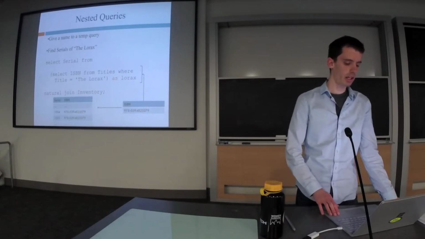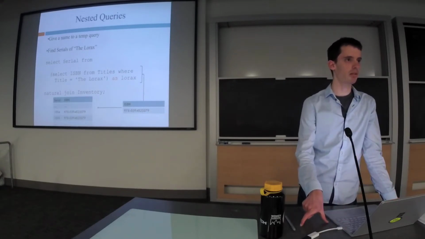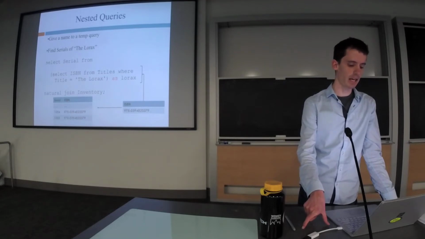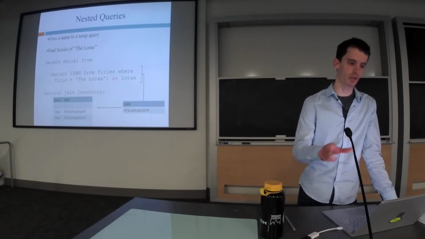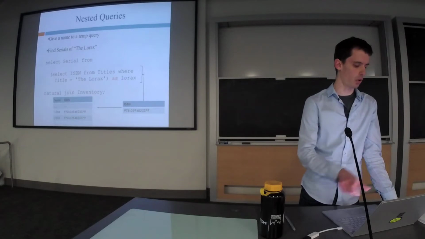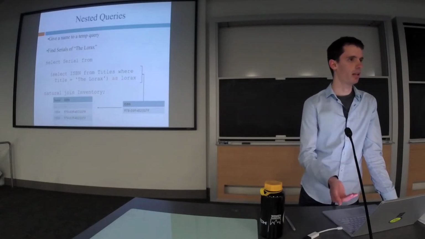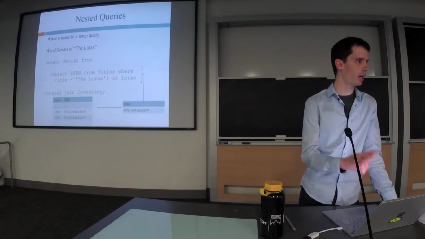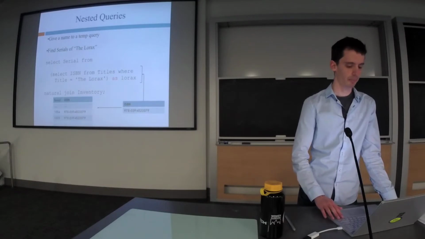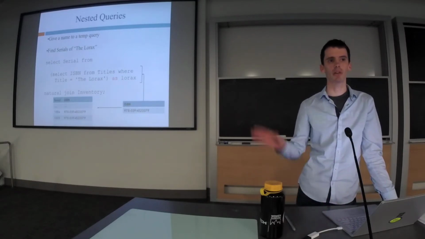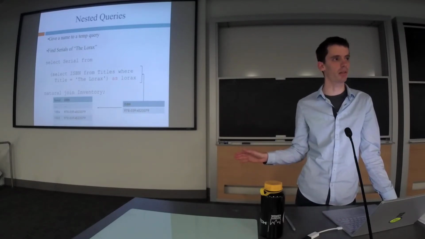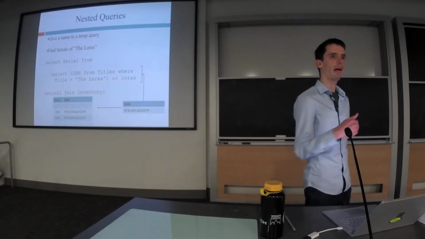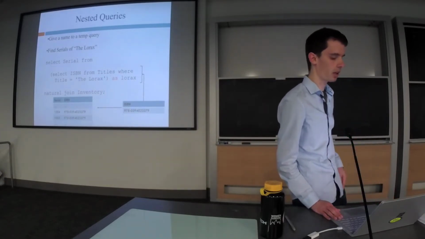Okay, so this inner thing is selecting the ISBN for Lorax, and then it's joining that, natural join, with the inventory in order to get the serial numbers of the Lorax. Yes, you could easily rewrite this query without using a nested select, but this is just to show, in a basic way, how the syntax works.